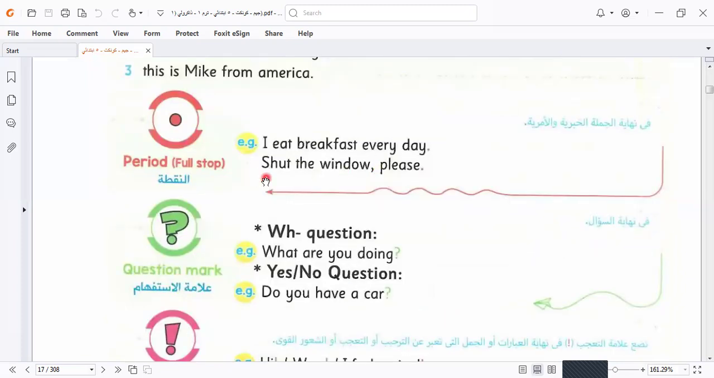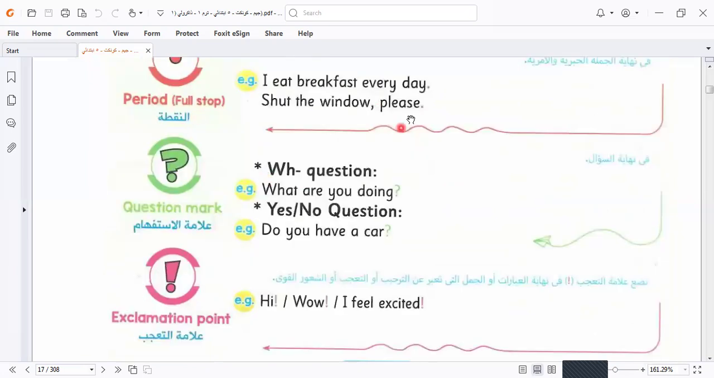The second rule in punctuation is the full stop. You must put a full stop at the end of the sentence. When you say shut the window and you have a comma, please. This is the style of the sentence, the formula of a request from someone to shut the window. So here we must put a comma before writing please at the end of the sentence. So here we have a comma. So it must be written in the sentence like this.